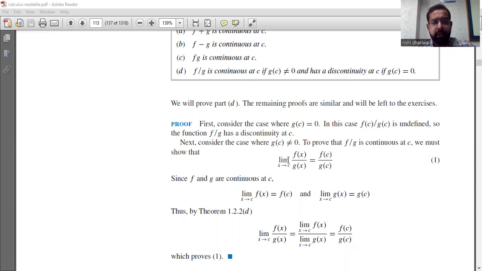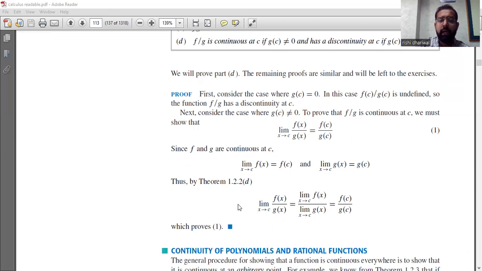We must show that the limit as x approaches c of f(x)/g(x) is equal to f(c)/g(c). Since f and g are continuous at c, the limit as x approaches c of f(x) is equal to f(c), the limit as x approaches c of g(x) is equal to g(c), and the limit as x approaches c of f(x)/g(x) is equal to the limit of f(x) divided by the limit of g(x), which is equal to f(c)/g(c).